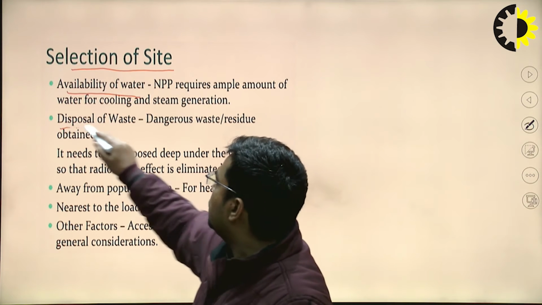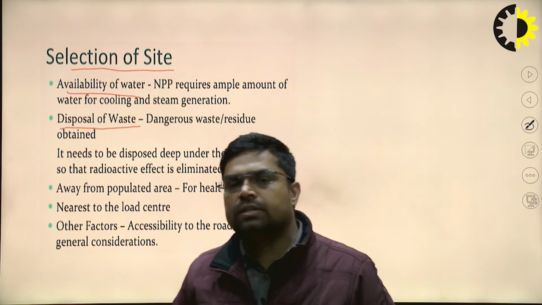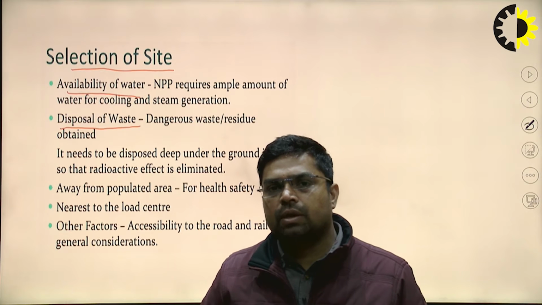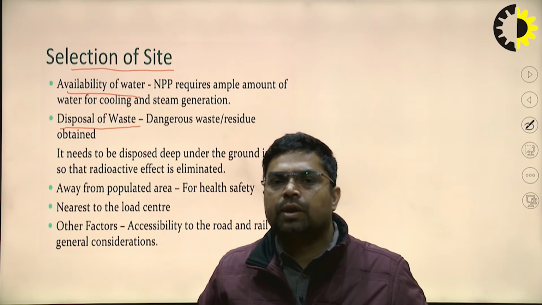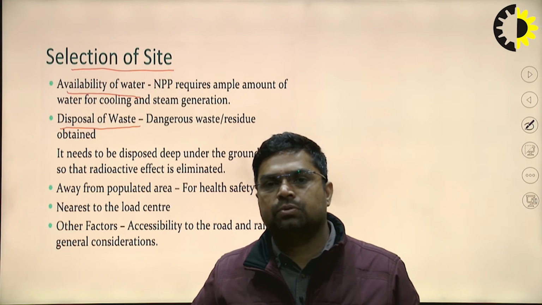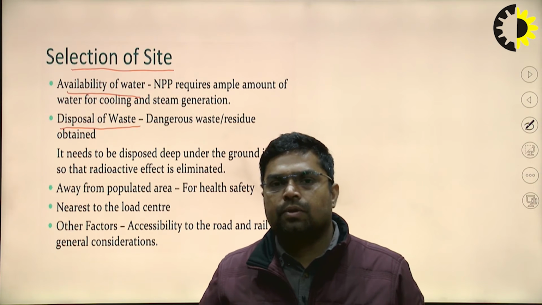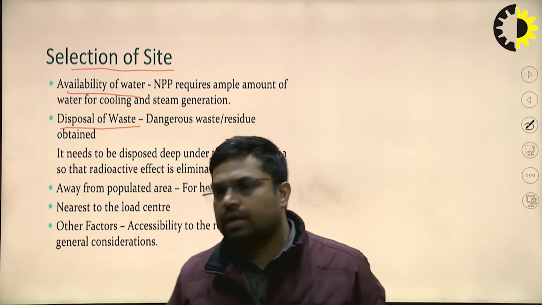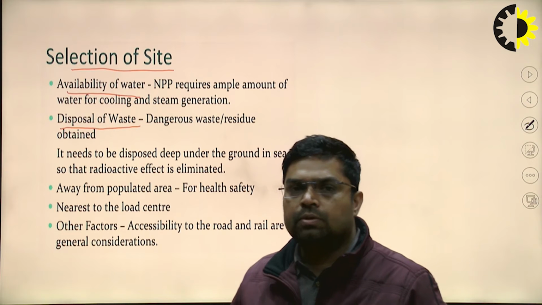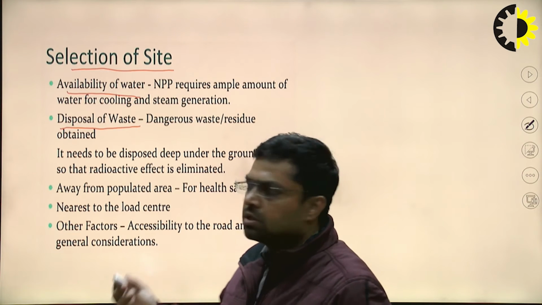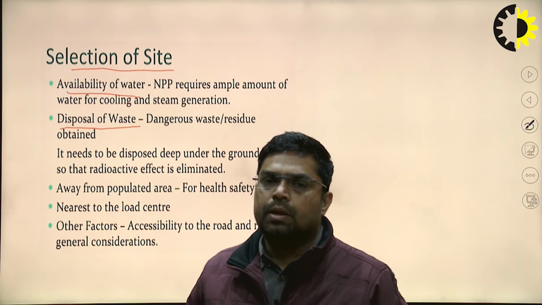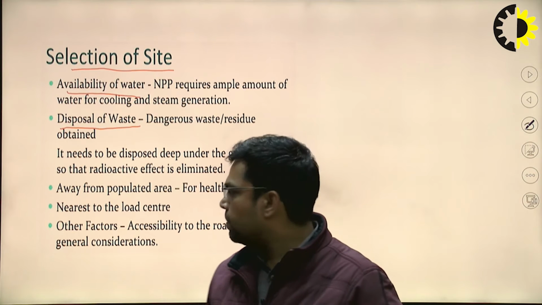Another one is disposal of waste. As we said earlier, the waste is very dangerous. So near the place where we are going to commission the nuclear power plant, a waste disposal facility should be present, so that after using the spent fuel, we can dispose of it in the nearby area. The disposal can be done onshore or offshore, meaning it will be near the power plant.